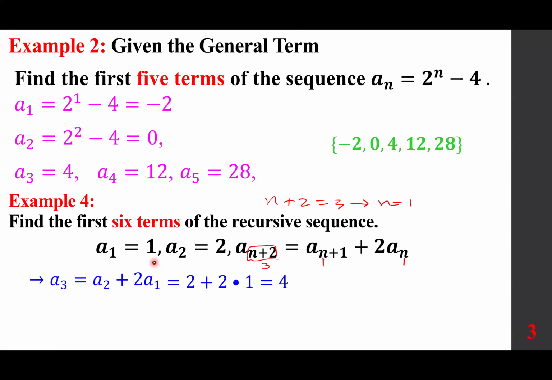And obviously, following the same methodology, A sub 4 is A sub 3 plus 2 A sub 2. A sub 3 is 4. A sub 2 is 2. 2 times 2 is 4, and 4 is 8. So 2 were given, 2 I calculated, and you can do 2 more on your own.